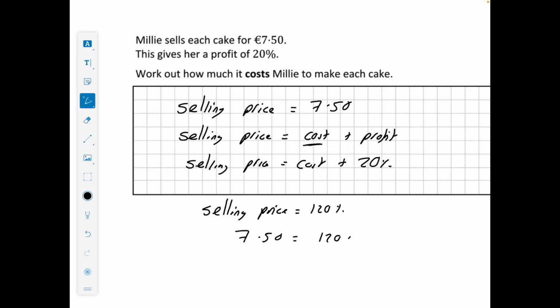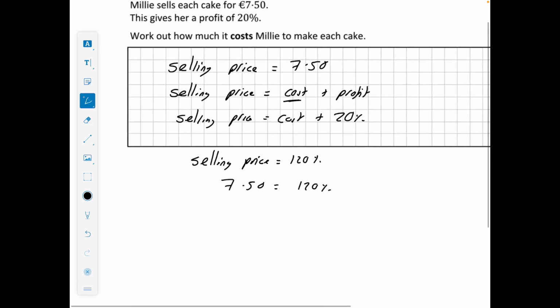So we get $7.50 is equal to 120%. Now, we need to get that down to 100. So we want 100%. Now how again do I go from 120 to 100? No idea. So I'm going to use the same arrow technique I used for the currency. So first we're going to find 1%.